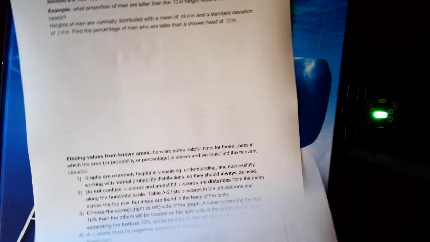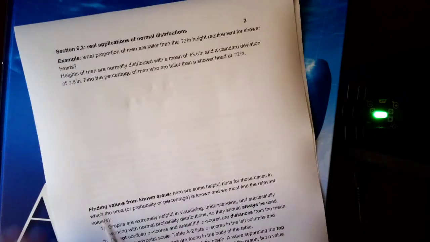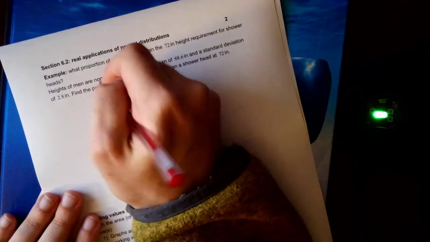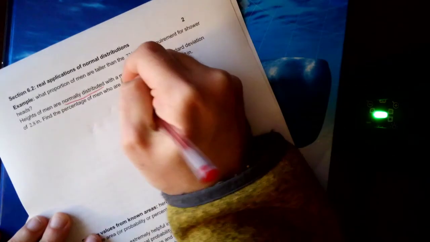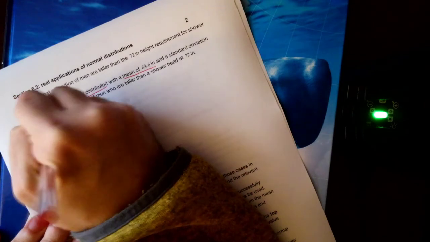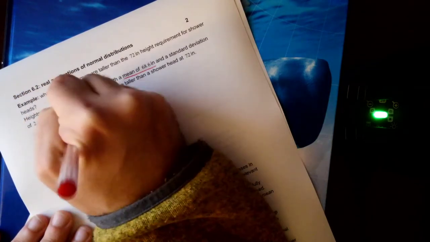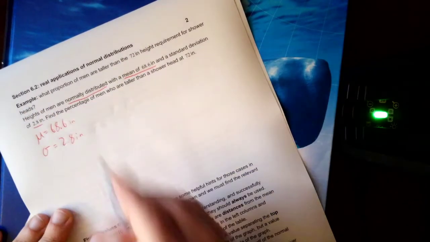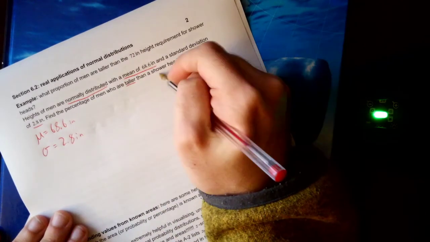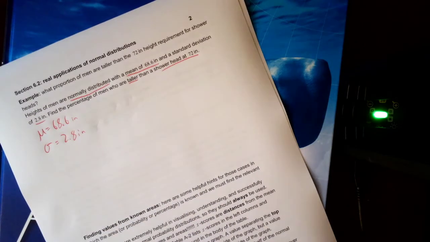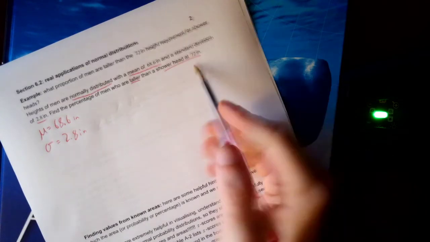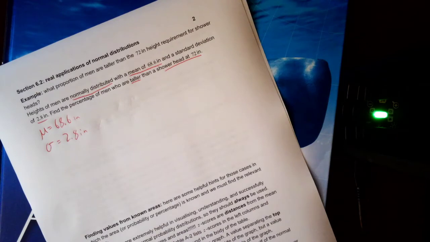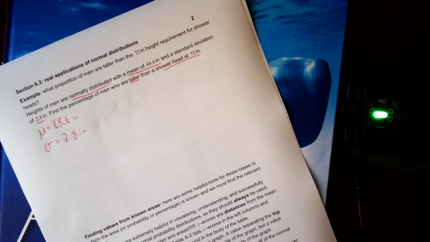So, let's look at an example. This question says, heights of men are normally distributed, that's going to be key, with a mean of 68.6 inches and a standard deviation of 2.8 inches. Find the percentage of men who are taller than a shower head at 72 inches. So maybe I'm building showers, right? Maybe I'm a company, maybe I'm Bed Bath & Beyond or some similar company, and I'm building shower heads. I'm constructing them. I want to know, if I decide to make them 72 inches tall, what percentage of men will be taller than that?